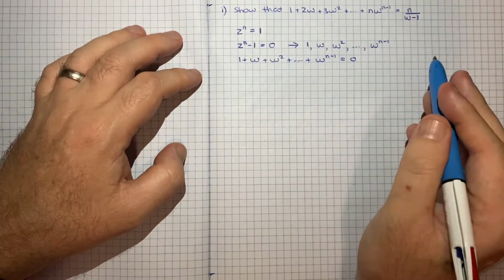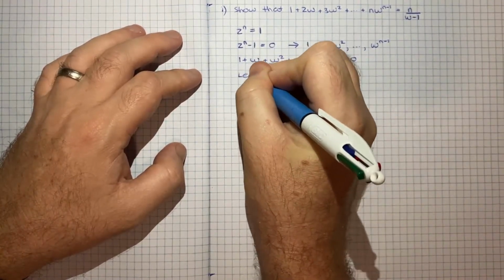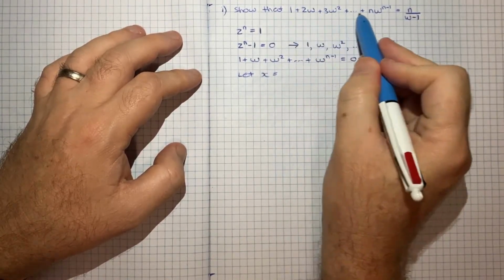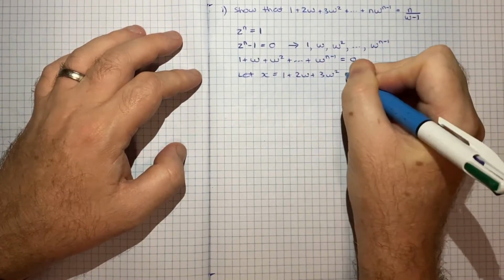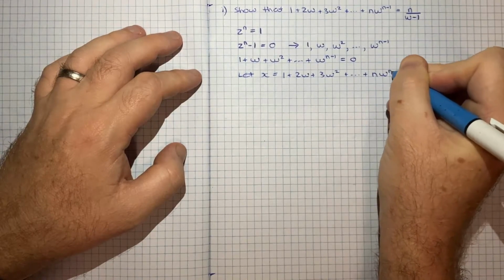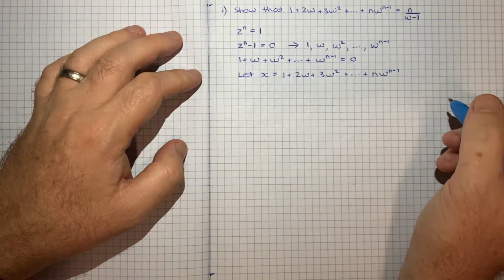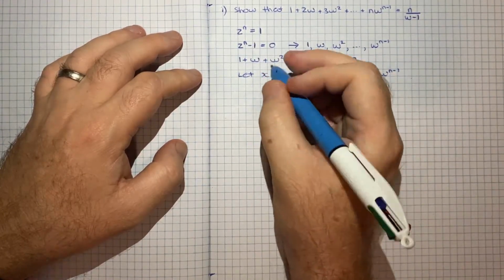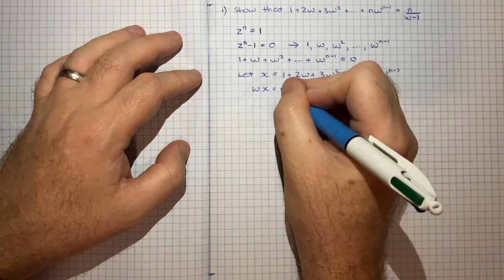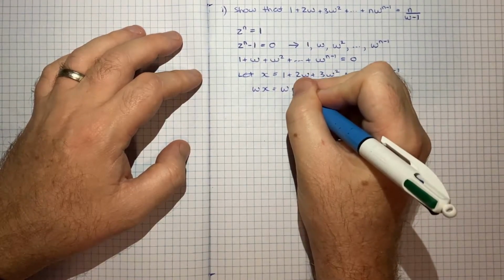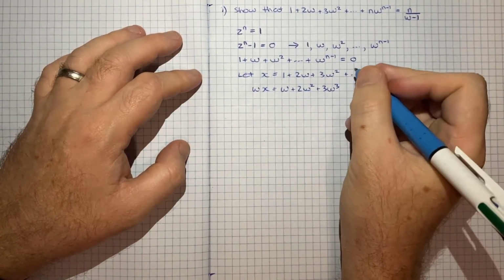So the place to start, and it's probably not an obvious place, which is what makes this question hard, is to let x equal this expression on the left-hand side. So 1 plus 2 omega plus 3 omega squared all the way up to n omega to the n minus 1. Now the reason that's helpful is that we can multiply both sides by omega. So let's see what omega x equals. We'll get 1 times omega is omega, plus 2 omega times omega would be 2 omega squared, plus 3 omega cubed, and so on.